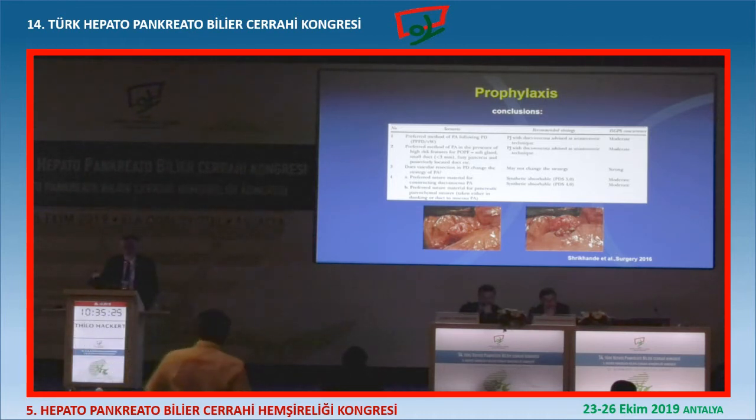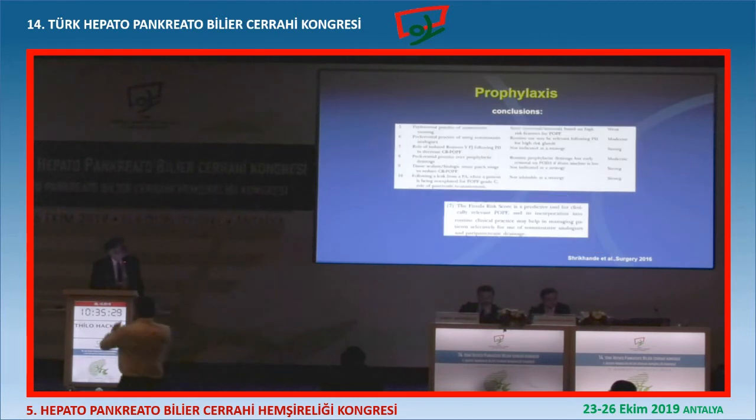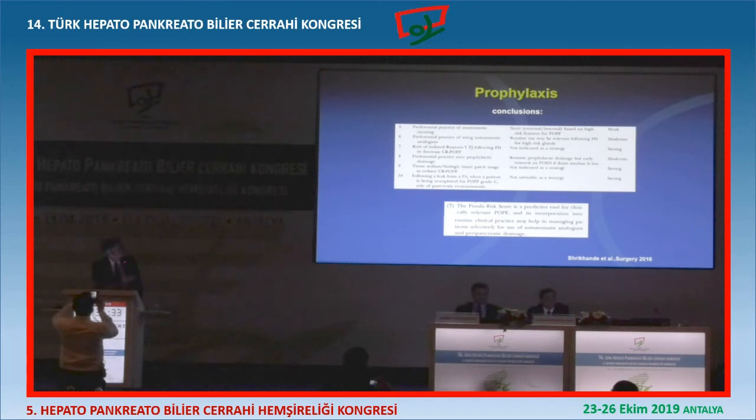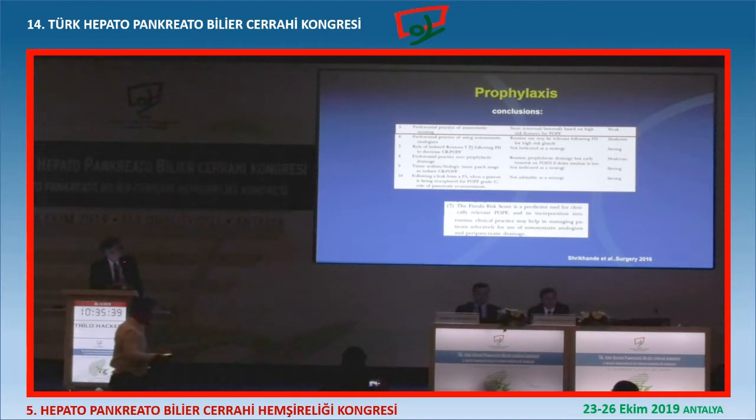Also, this was shown in the session before. You might take Vicryl, you might take anything else. What about the other things to avoid pancreatic fistula? Stenting might not be very good, but there is a weak recommendation to use a stent in critical pancreata. Somatostatin was already mentioned. In the high-risk pancreas, you should use it.